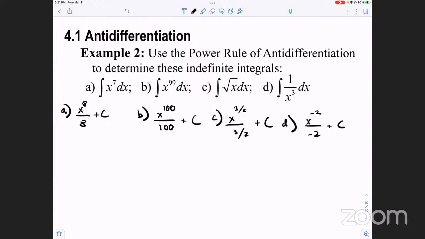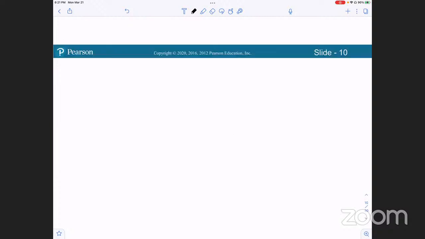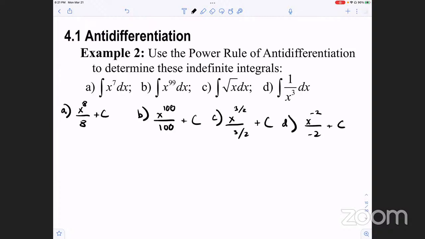Okay, let's see how we did, and then we can assess. Wait, I guess I didn't need that slide. Let me get rid of it. Delete.